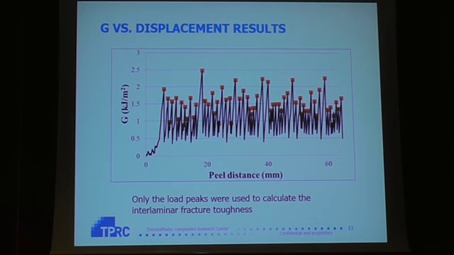So again, we use the same system to calculate the G1C. We took only the peak loads, and we tried to calculate the G1C with those. But the main difference we can see now is that we have many values. In the DCB, we barely have 5 points per test. Here we have something around 40. So, from a statistical point of view, this should be much better.